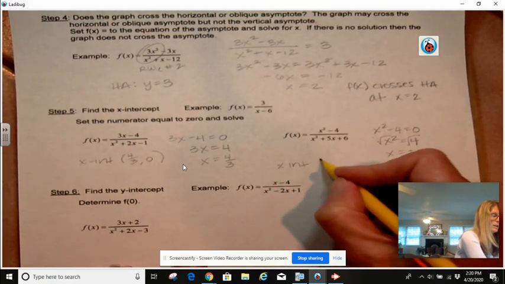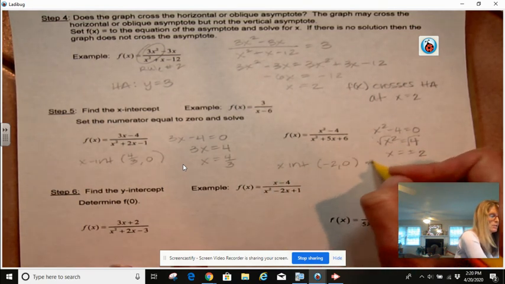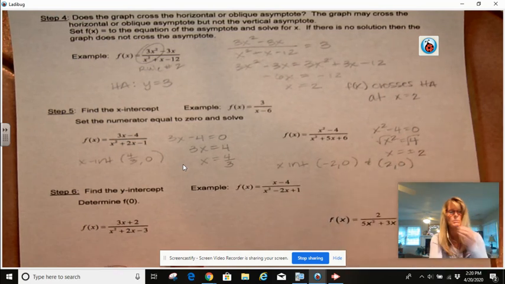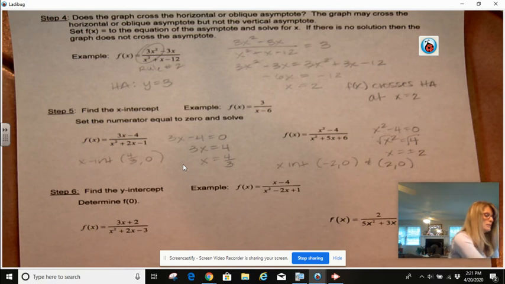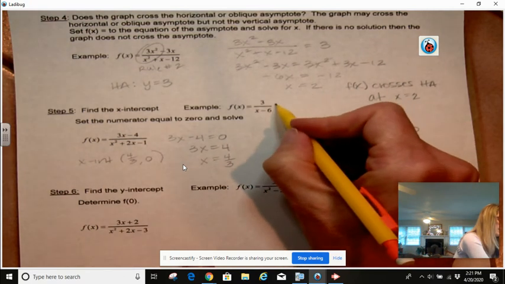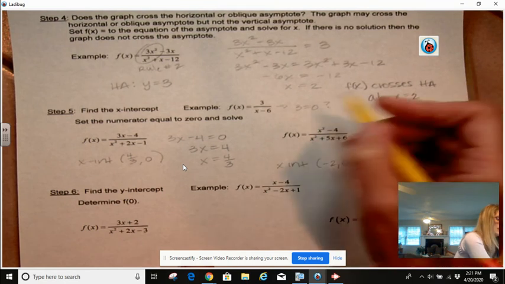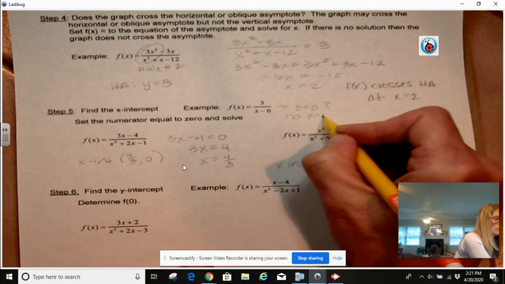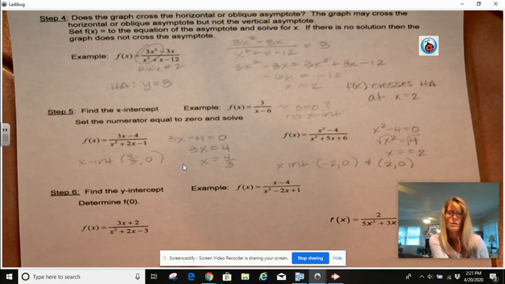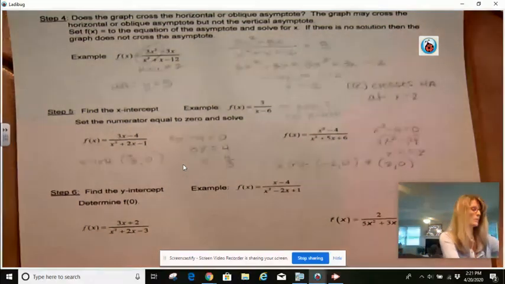We have negative 2, 0, and 2, 0, so 2 x-intercepts. If you set the numerator equal to 0, like this example right here, that doesn't make any sense. What that tells you is this has no x-intercept, probably because your horizontal asymptote is the x-axis.